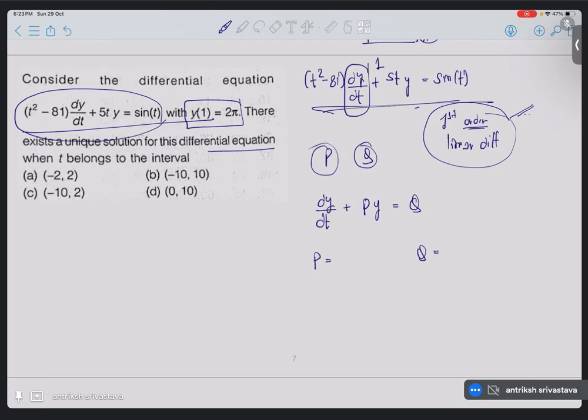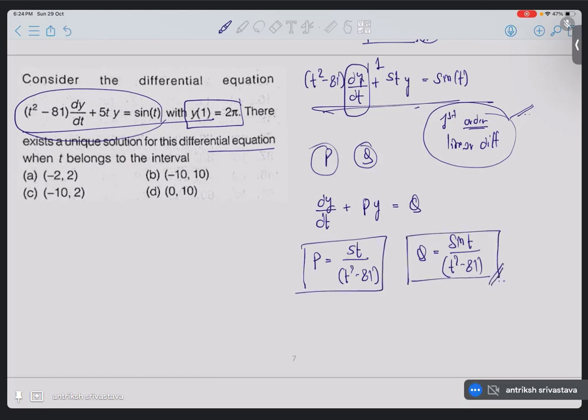Okay, I think it is too simple. That's why you guys are not saying. So 5t was already there, and then we divided the expression by t² − 81. And then Q is again sin t was already there, over t² − 81. So this is our P and this is our Q.